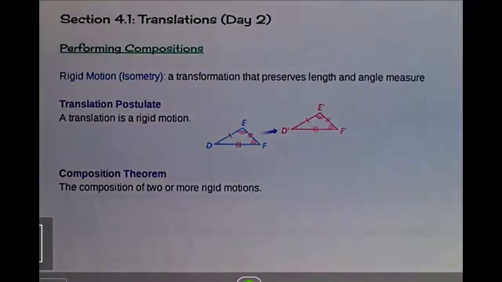Everyone, and welcome back to Day 2 of Translation, Section 4.1. Today we're going to be talking about compositions of translations. So that is more than one movement at a time.